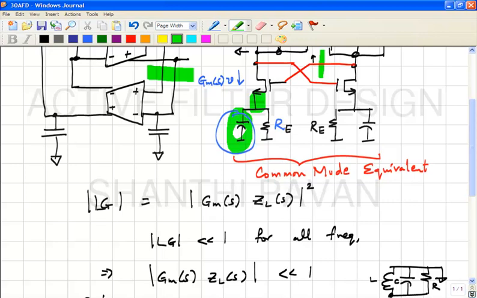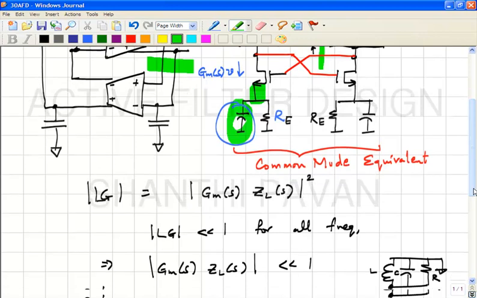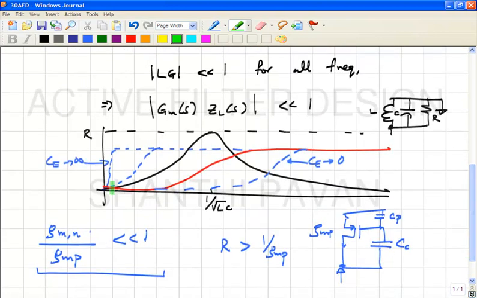You can use a lower value of GMP, because you are now taking advantage of the fact that the transconductance is falling off from this peak value.